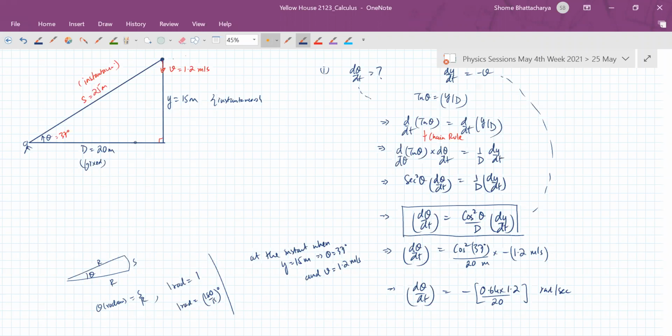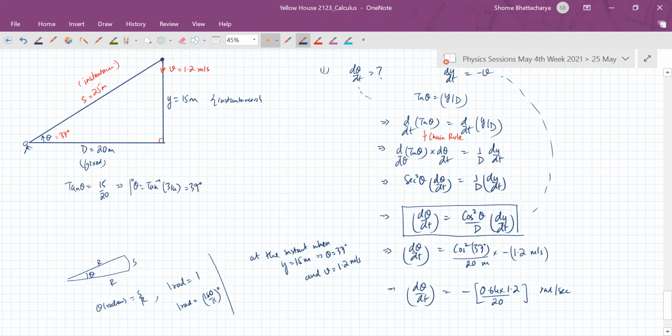So how do you get theta is 37 degrees? That is from the trigonometry of this triangle. Now you can see tan theta is 15 by 20. So theta is tan inverse of 3 by 4, which by definition you know is 37 degrees.